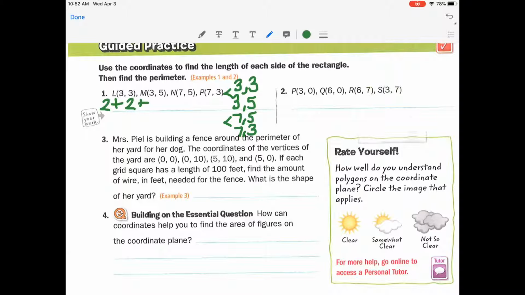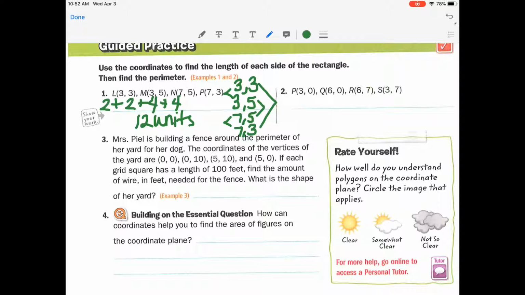And then I'm going to now look at my y and subtract my x. So my 5 and my 5 are the same, which means I'm going to take 7 minus 3, which is 4. And then I see 3 and 3 are the same, which means I'm going to take 7 minus 3, which is 4. And when I add those up together, I get a total of 12 units for my perimeter.